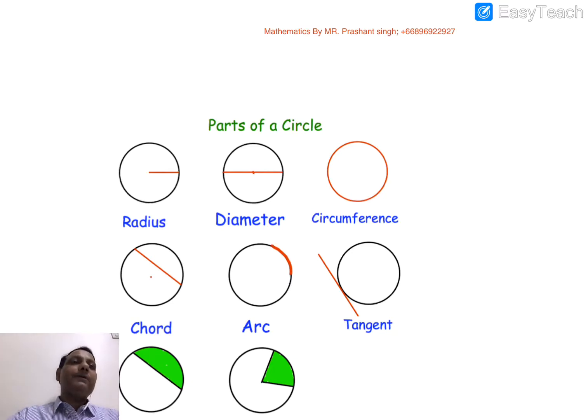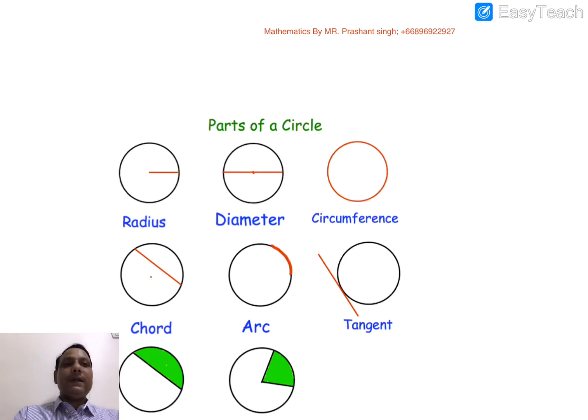But today we are going to go a little further, which is very useful for IB, A level, IGCSE, CBSE, or ICSE. That part is how to calculate the area of a sector, how to calculate the arc length of a sector, and then we are going to calculate the area of a segment. So there are two parts in this circle.